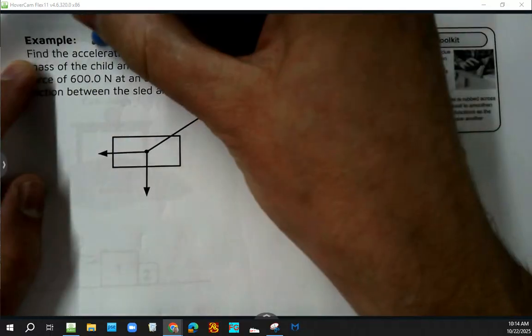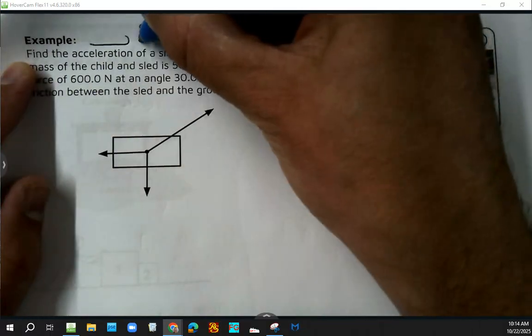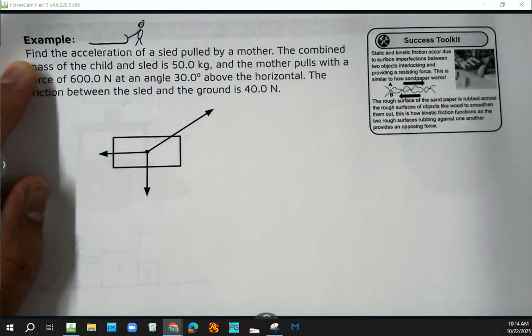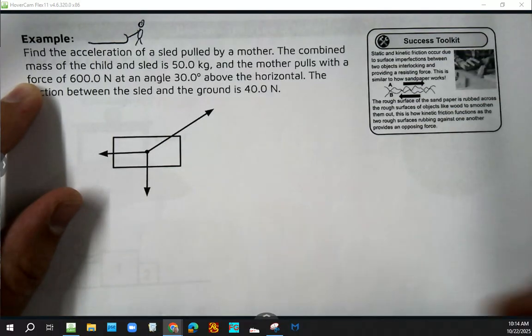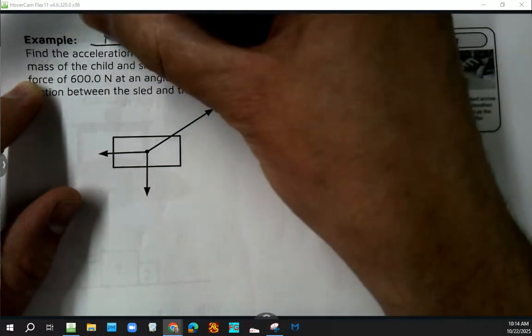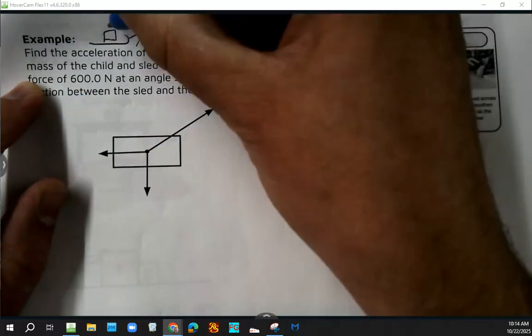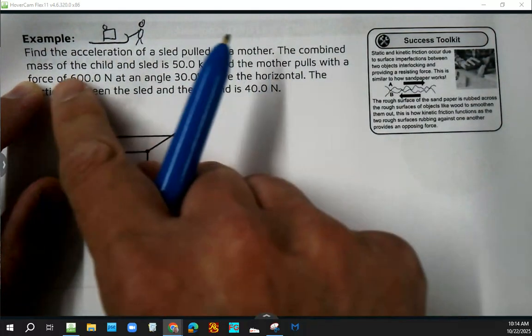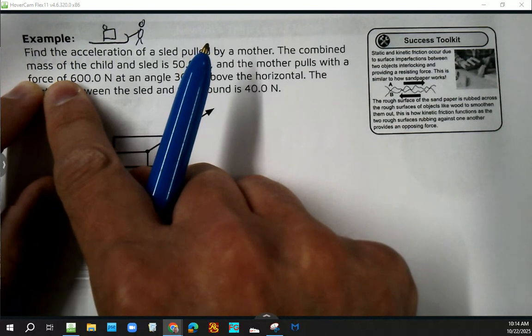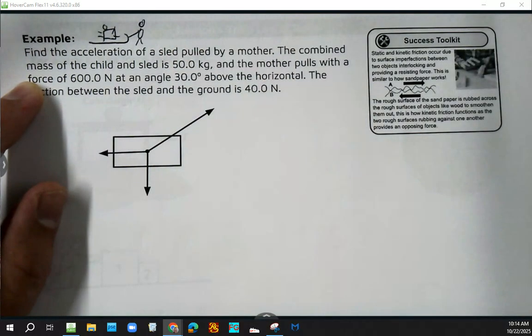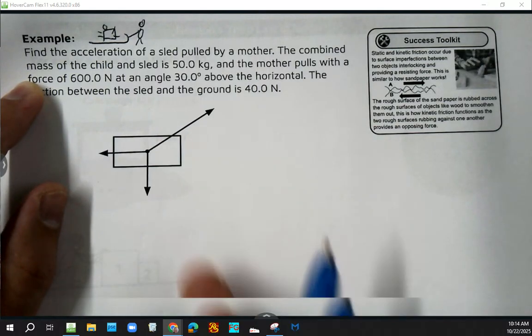So here's our sled. Here's a mother. She's pulling up on the sled as she slides it across. There's a child on the sled. Okay. And it says the combined mass of the child. Oh, that doesn't look like a child. Let's give it a head. There's a child on the sled, and somehow, you want arms and legs? Okay, whatever. So you don't have to be an artist. We got a child on a sled here.